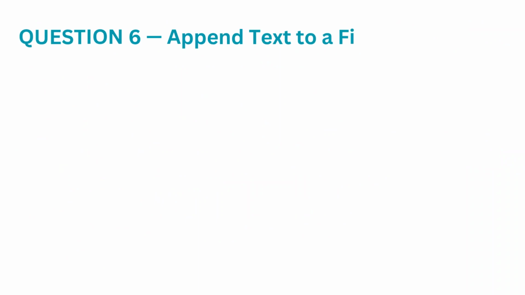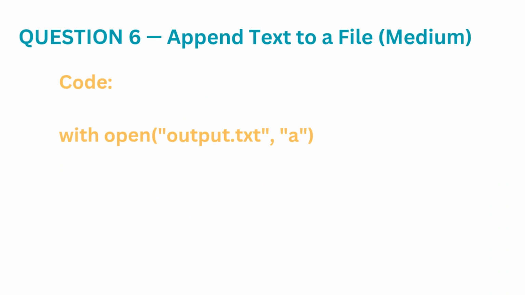And the next question is append text to a file. Append means add to the end of the text. The a mode adds content without deleting older data. So the code is with open output.txt a, that means append, as file, and file.write would be slash n and welcome to the episode 5.